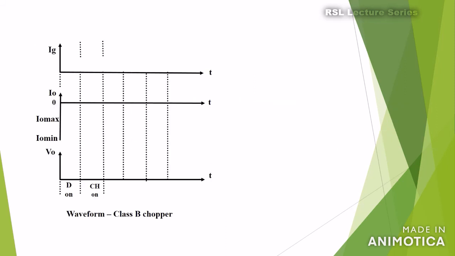So this is the waveform for the class B chopper. When the chopper is not conducting, that is, when gate current is not given to the chopper, the diode will be conducting. Whenever the diode conducts, the voltage will appear across the load, and once the chopper is turned on, this conducting chopper will act as a short circuit across the load, and hence no voltage will appear across the load. Here I0 is negative, and the cycle will get repeated.